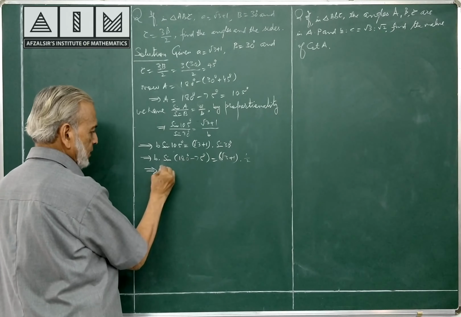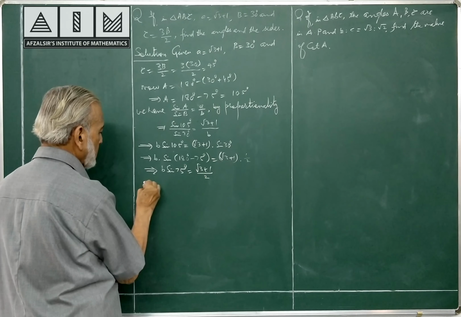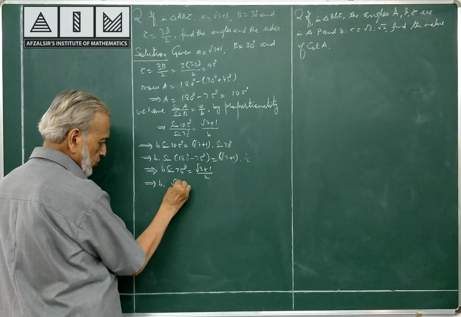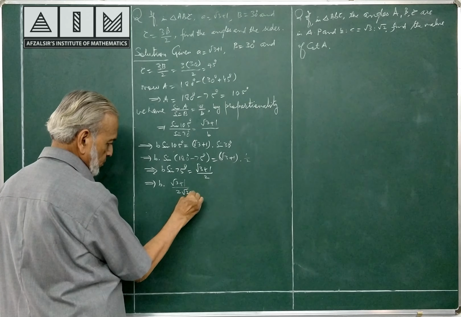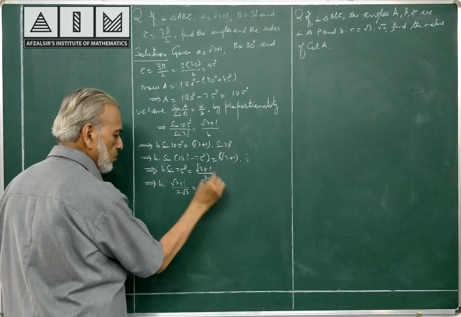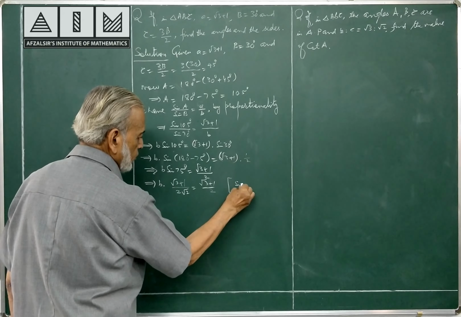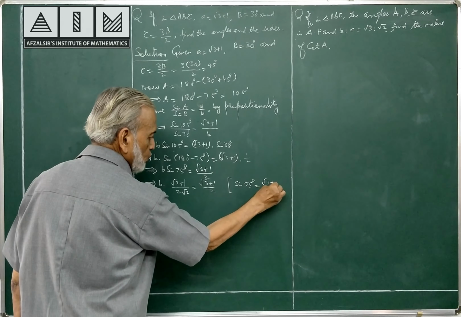This is sin 180 minus theta is sin theta, root 3 plus 1 by 2. The value of sin 75, root 3 plus 1 by 2 root 2, you are required to remember. For your reference, I will write here: sin 75 degrees is equal to root 3 plus 1 by 2 root 2.